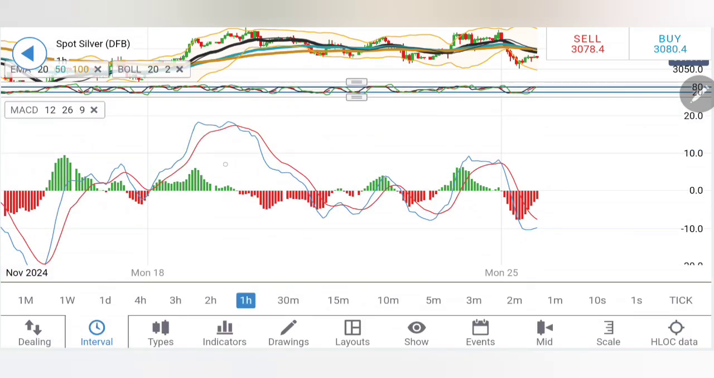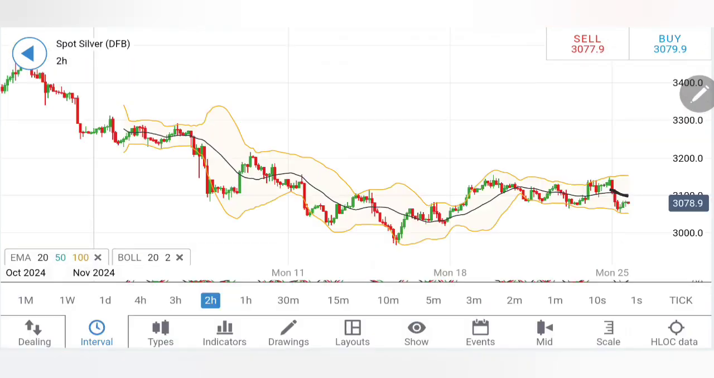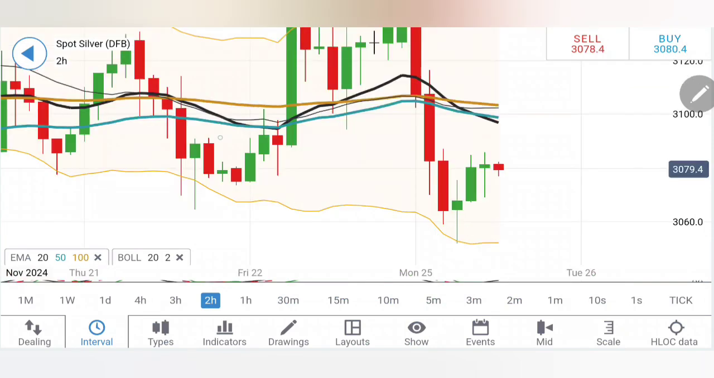Stochastic is back to oversold. MACD has seen lows here. It is trying to converge, not yet crossed over. It is still bearish. RSI is comfortable here. On the 2-hour charts, it is important to note that this is a wall here, three candles failing to break on the upside. But the preceding candle is very important.